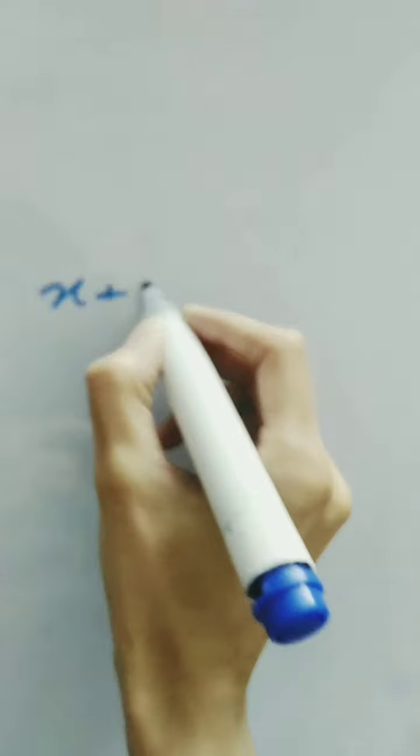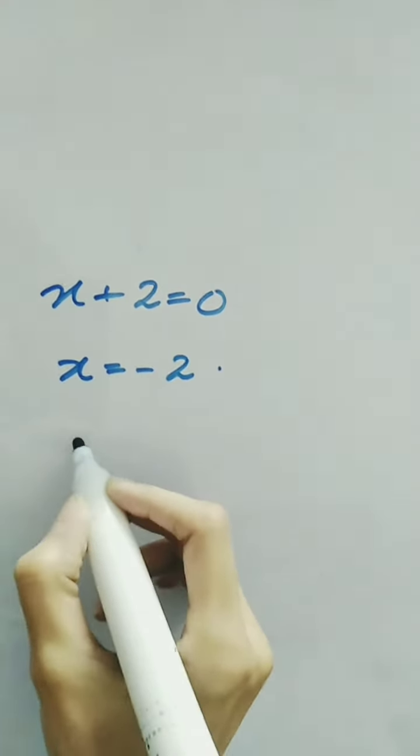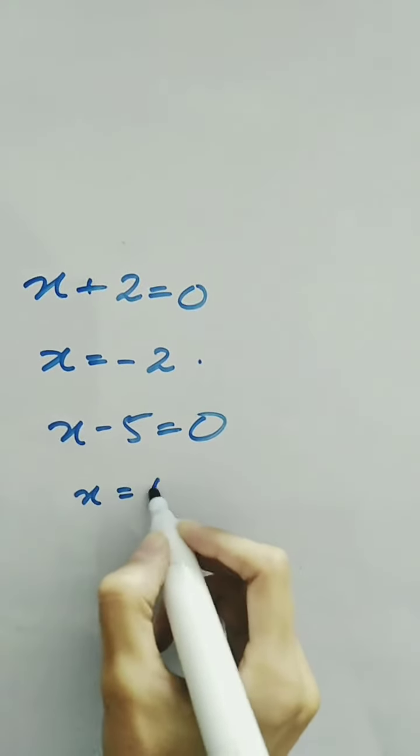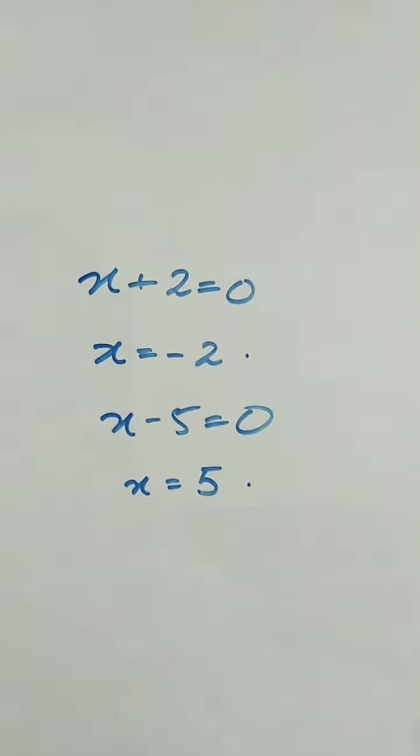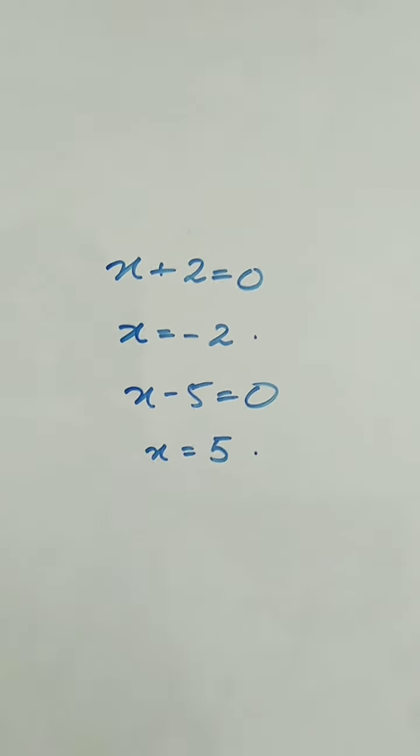Now further solving, we will have x plus 2 is equal to 0, which becomes x is equal to minus 2, and x minus 5 is equal to 0, which becomes x is equal to 5. So we have the two values of x, which are minus 2 and 5 for this equation.